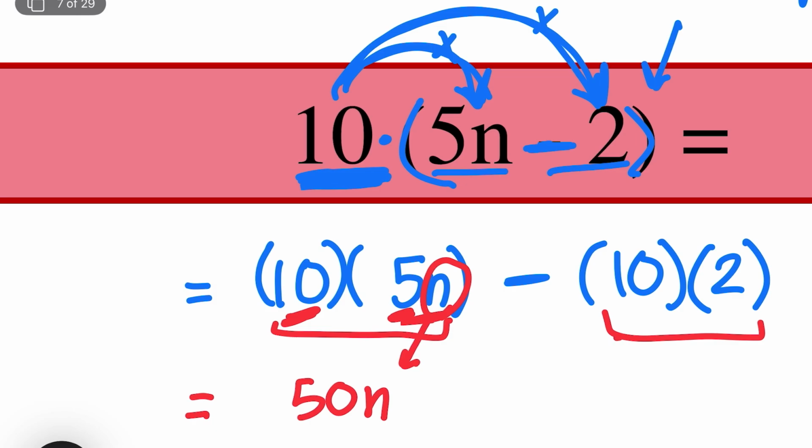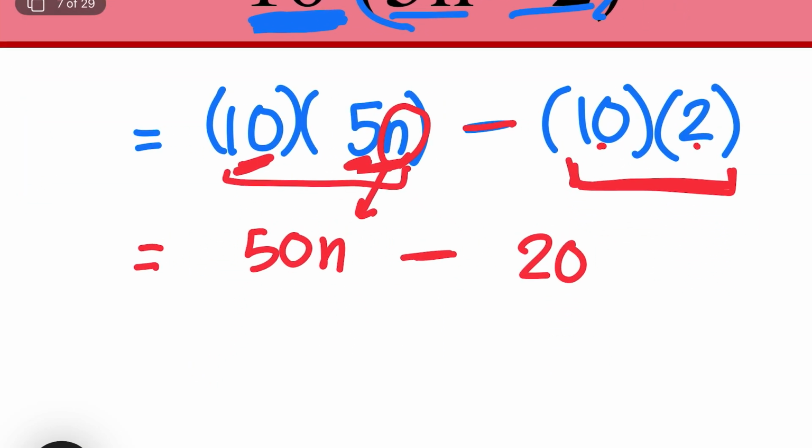Now do the same here. If you have a variable or you don't have one, the same rule applies. Again, 10 times 2 is going to be 20. Since there is no variable, there is nothing to put n. And again, we have subtraction or negative. We're just going to put it down as it is.